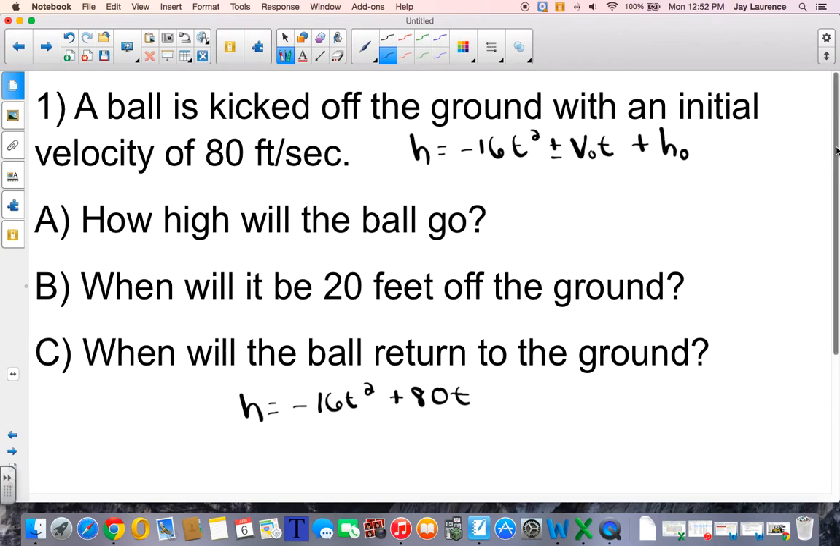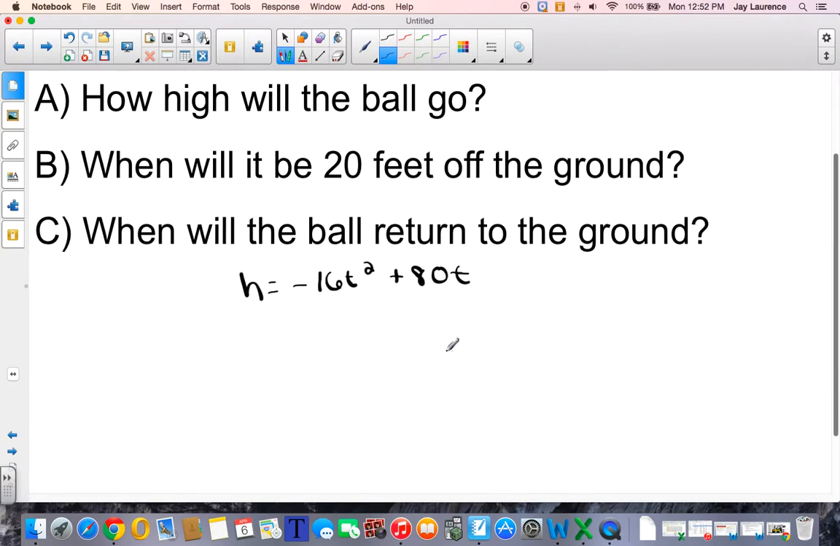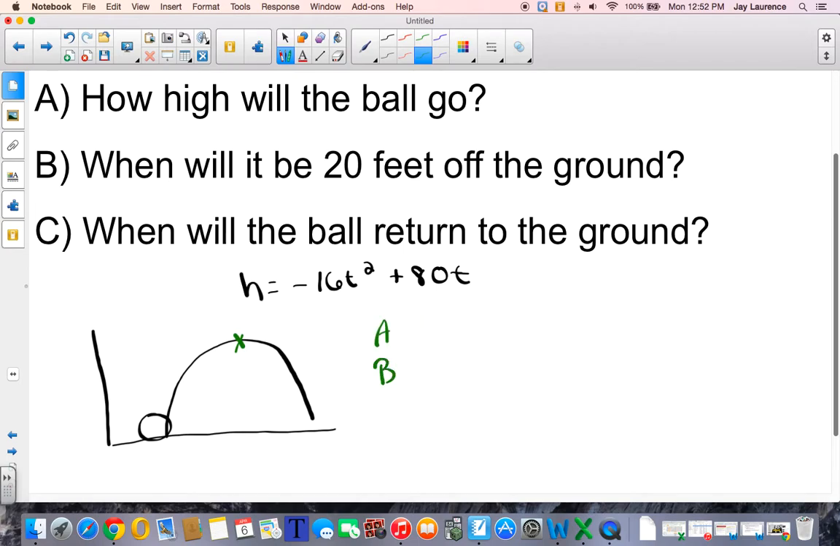How high will the ball go? Well, that's a vertex question, right? You should really draw a picture. Okay, here's the ball. The path of the ball is going to do something like this. When I say how high does it go, I'm asking you to find the vertex. So I'm going to do the negative of b over 2a. So a is negative 16, b is 80, and c is 0.